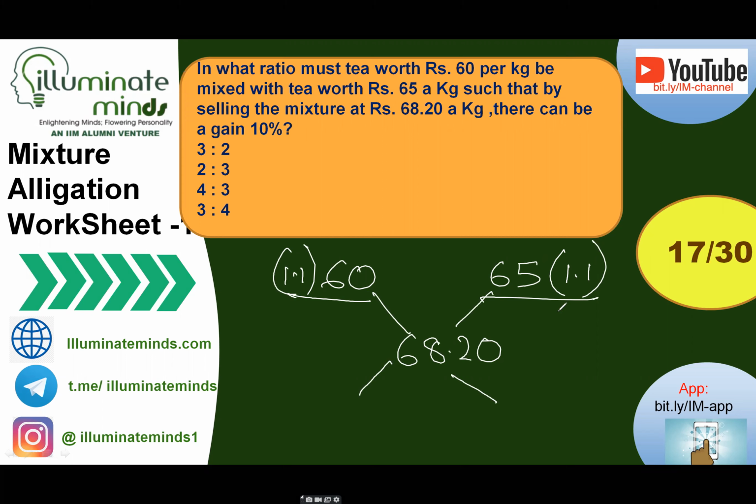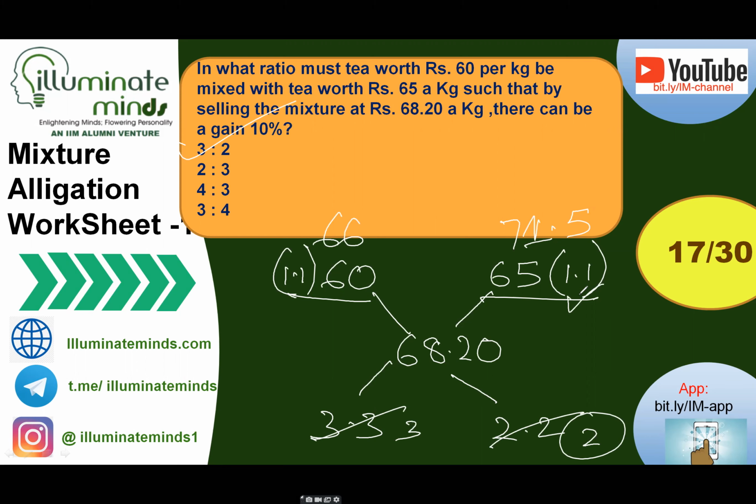So 65 into 1.1 will be 65 plus 6.5, that will be 71.5. Correct, guys? 60 into 1.1 will be 66. So 71.5 minus 68.2 will be equal to 3.3. 68.2 minus 66 will be equal to 2.2. So this gets cancelled. This is 3 is to 2. Answer is 3 is to 2.